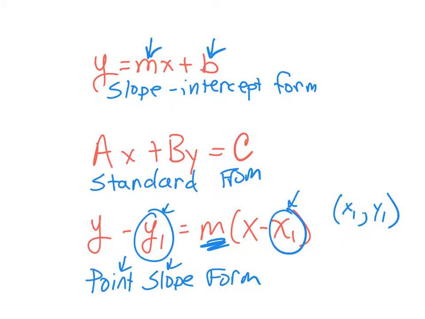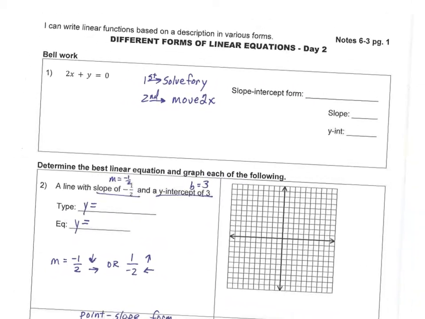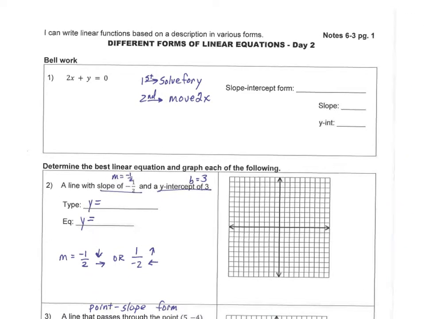So when we, all right, we're taking a look at note 6.3 right now. And what we want to do is be able to write linear functions based on a description and in various forms. On this spell work, they want us to write our equation in slope-intercept form, which we know is y equals mx plus b. If you don't have that memorized, you can see that on your formula chart.